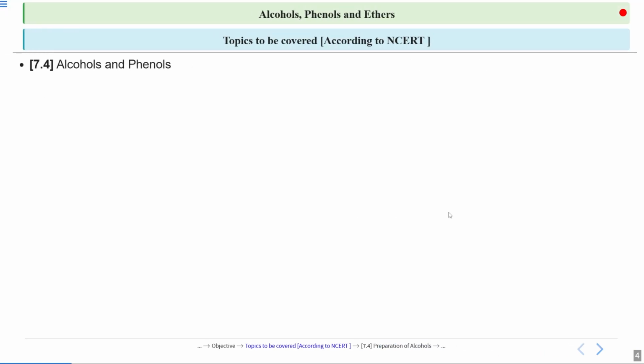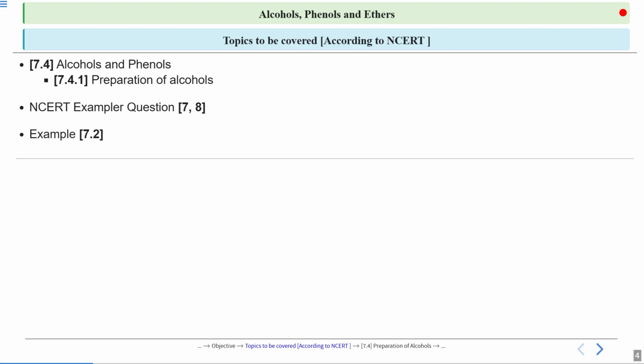So what are the topics that we are going to cover today according to the NCERT? First of all, the section 7.4, alcohols and phenols, and in that we will cover the section 7.4.1, preparation of alcohols. We will also solve NCERT exemplar question number 7 and 8 and the example 7.2.